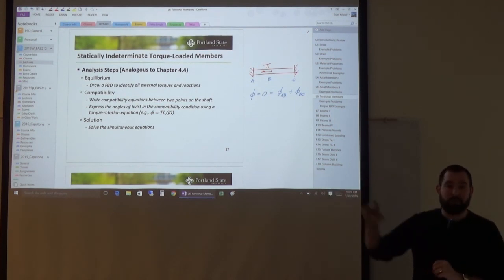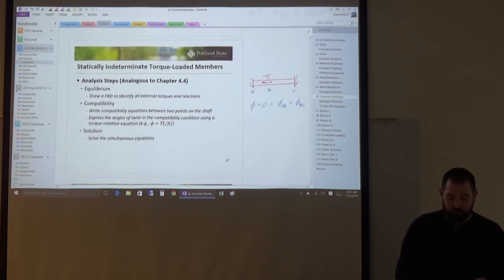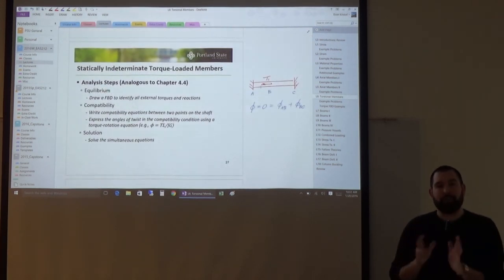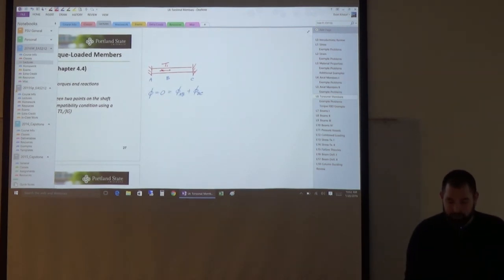There's a fully worked out solution that walks through this methodology as well. And I would point out that you can also use the force flexibility method if you wanted to. You could instead break this up into two different shafts. I took away the support at the right-hand side.